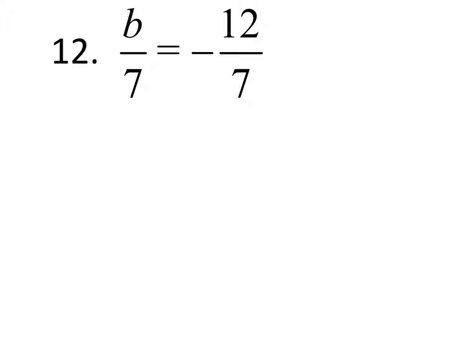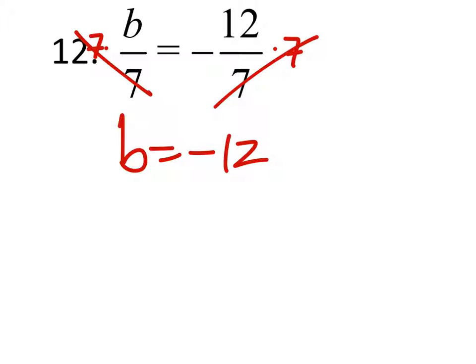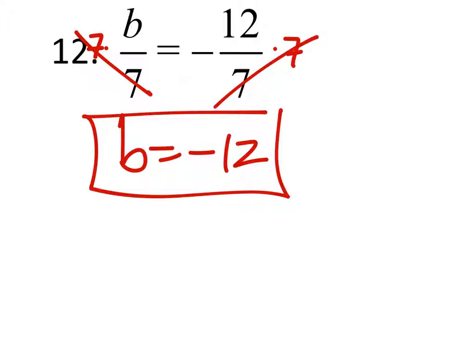12 is an interesting one because we already have denominators of 7. So if I use that inverse operation stuff and multiply both these by 7, it cancels out these 7's, but it cancels out these ones as well. And we're just left with b equals -12. So that one came out pretty convenient, which won't always happen, but every once in a while it does.